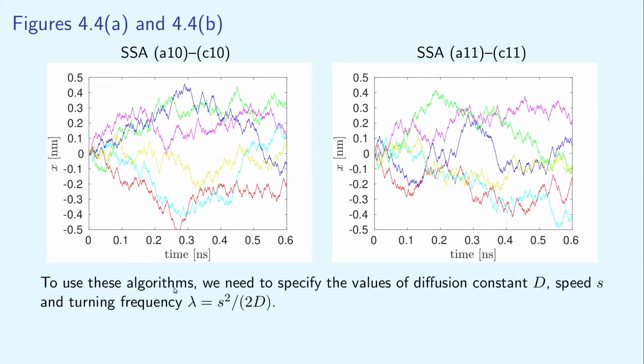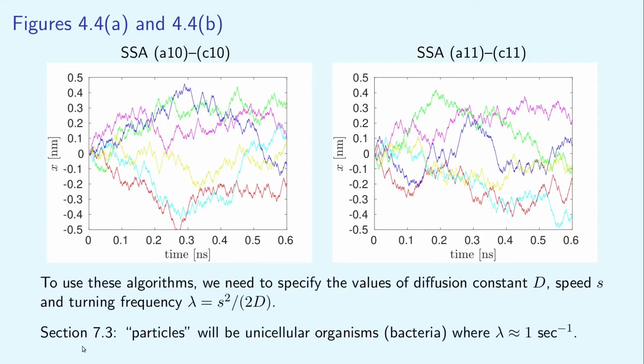To use these algorithms, we need to specify the values of diffusion constant d, speed s, and turning frequency lambda. The diffusion constant d can be considered to be given in our examples, because we have used the same value of d as in our previous lectures, the value of d which is relevant to diffusing proteins. The turning rate lambda in this model is fully determined by the speed s and the diffusion constant d using this formula. Therefore, we only have to think how we can reasonably specify the speed s.